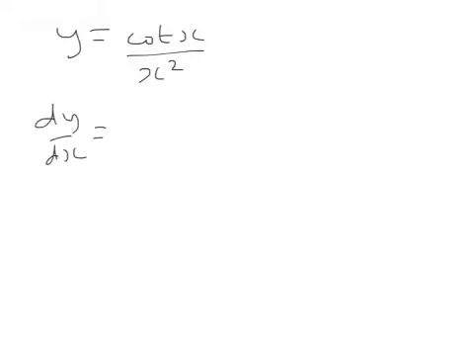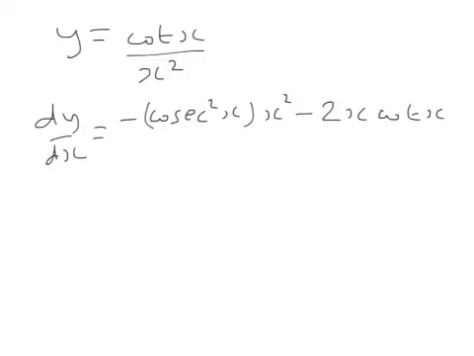For question 8f, I've got y equals cot x over x squared. That's a quotient. So differentiate the top one first. Cot goes to minus cosec squared. And then leave the x squared alone. There's a minus sign in the rule. Differentiate the bottom one second, so it's 2x. Leave cot x alone, and then it's all over the bottom one squared.